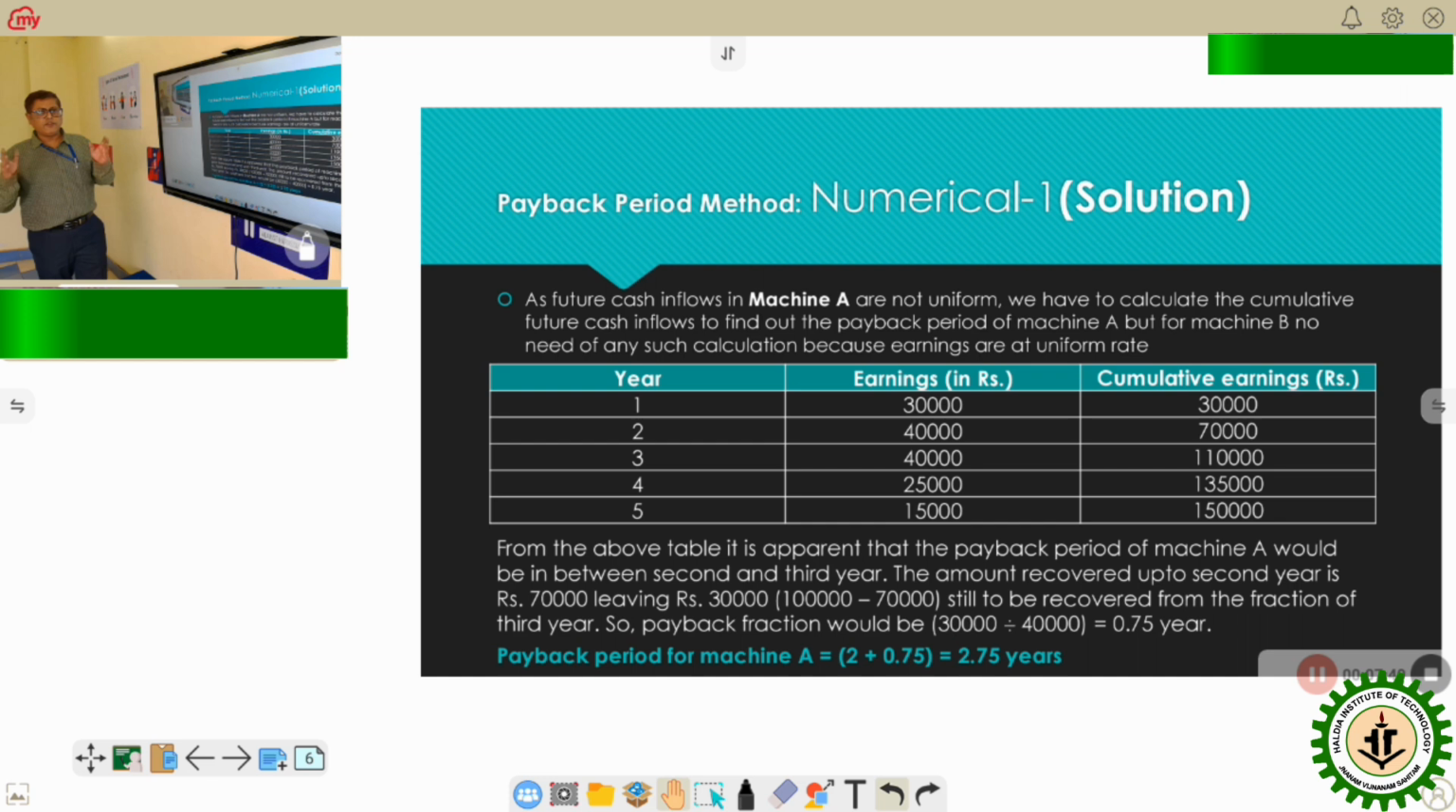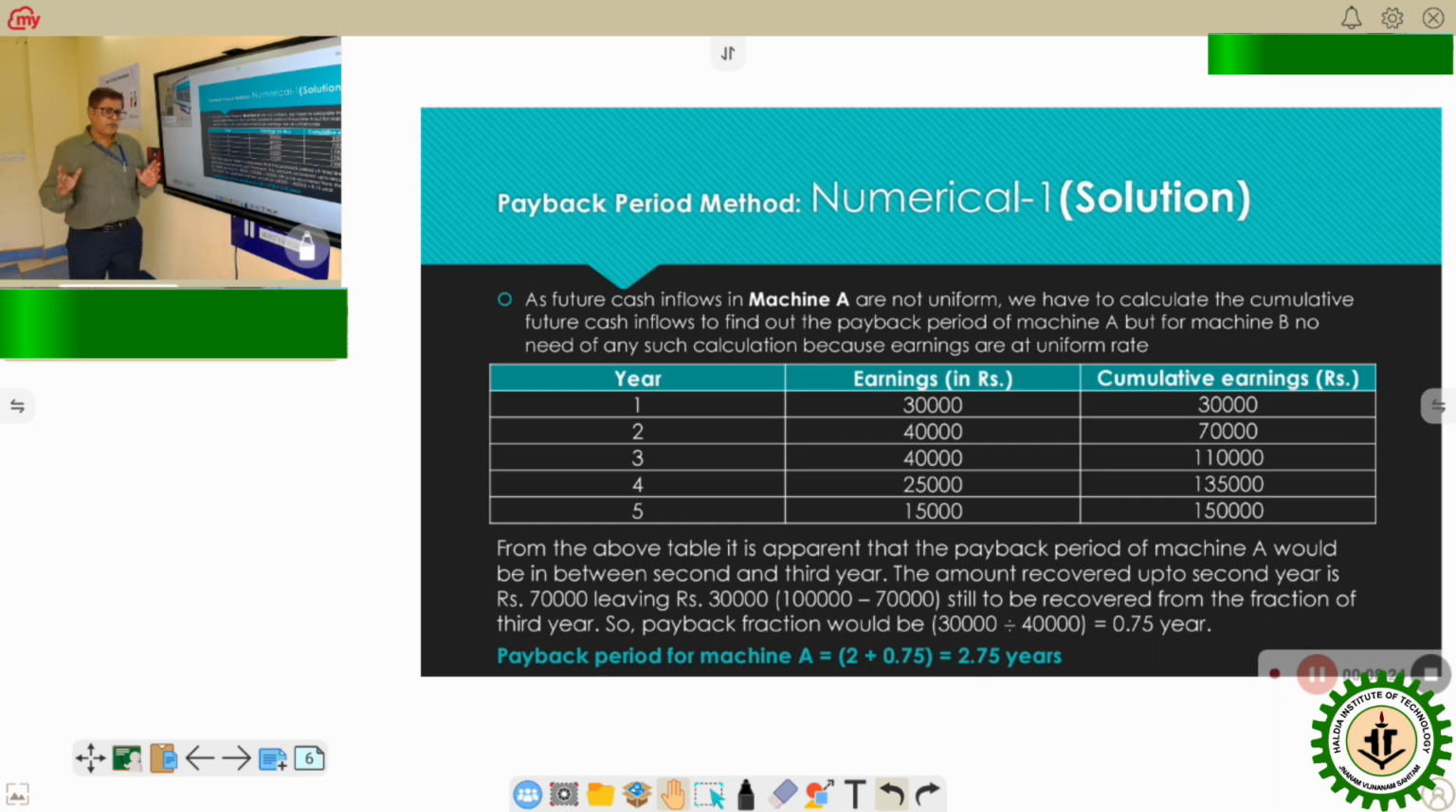So the balance which is left is 1 lakh minus 70,000, that is 30,000. So what fraction of the third year will be taken for recovering this remaining amount, that is the 30,000, the balance amount? Now as per the pattern of cash flow, we see that 40,000 is earned in the third year.